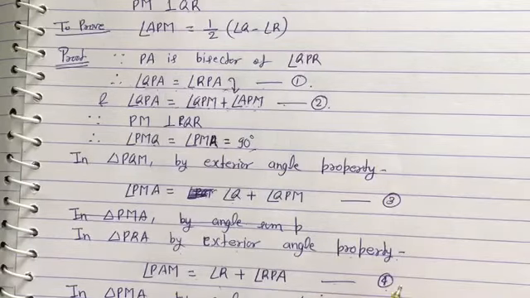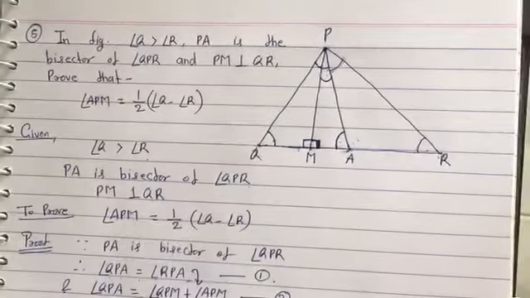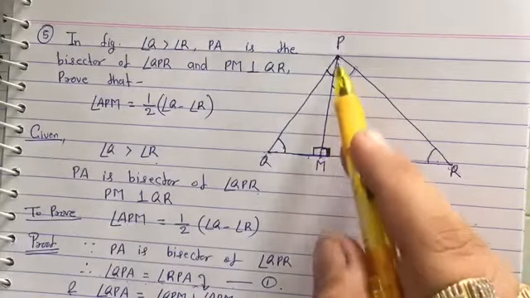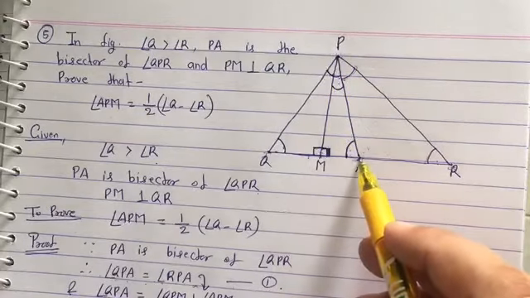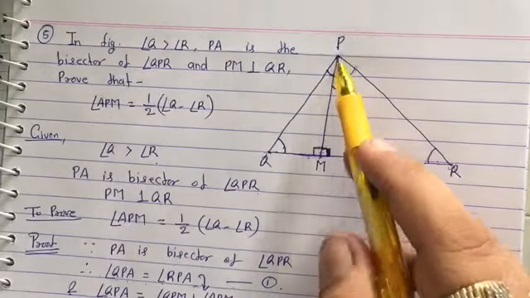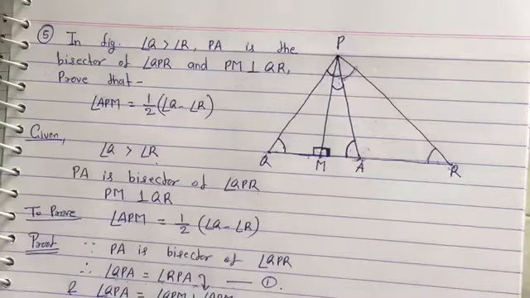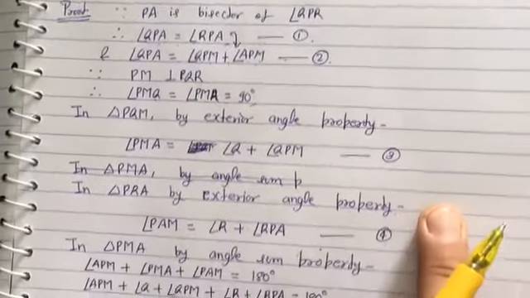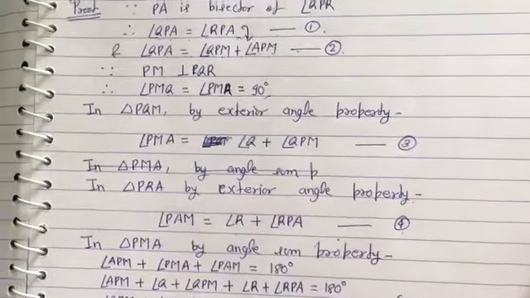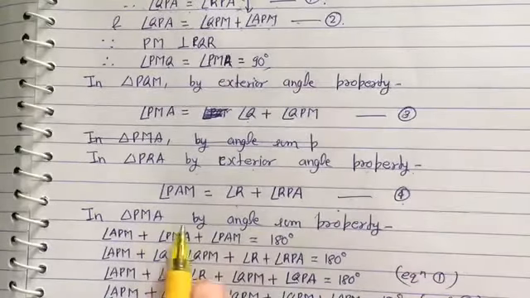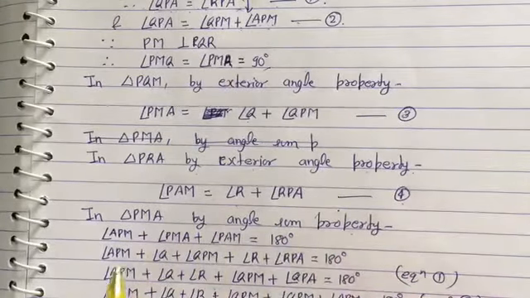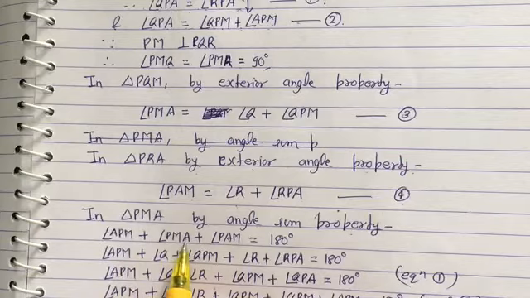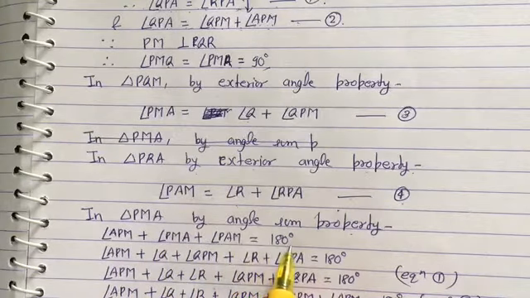And now we are going to do the last thing here, and that last thing is we are going to apply the angle sum property in triangle PMA, this smaller triangle. Triangle PMA, we are going to use the angle sum property. Clear? Look here. In triangle PMA, by angle sum property, the sum of all three angles, angle APM plus angle PMA plus angle PAM, is equal to 180 degrees.